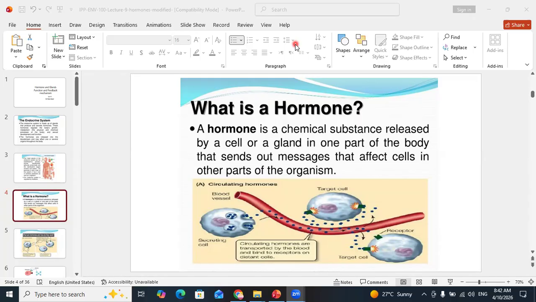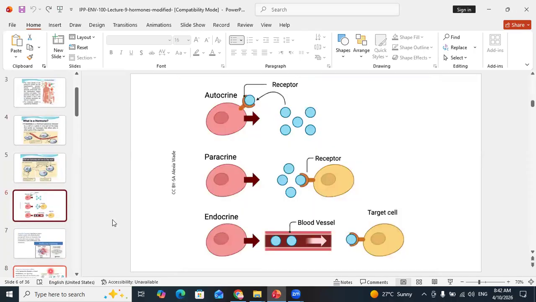It is not a mismatch that a reproductive hormone is acting on muscle, or like insulin is acting on a reproductive organ. This is absolutely not possible. Am I clear? Yes, clear, miss. Okay. Now we need to understand there can be four different scenarios.